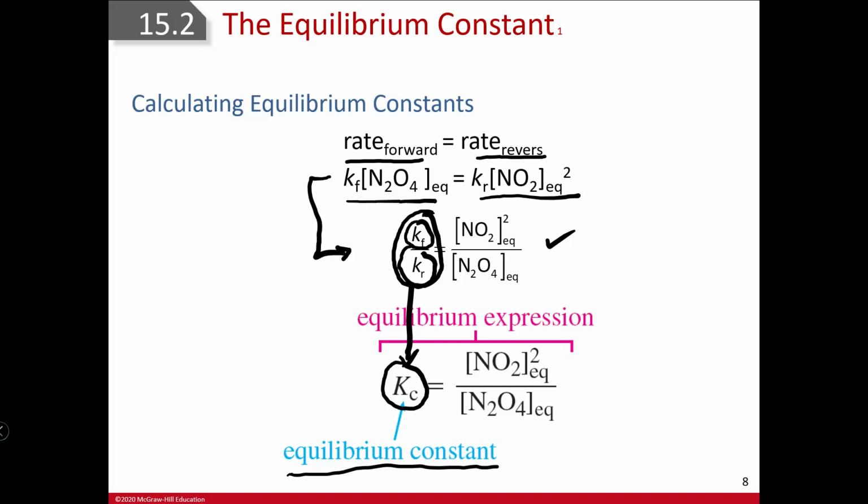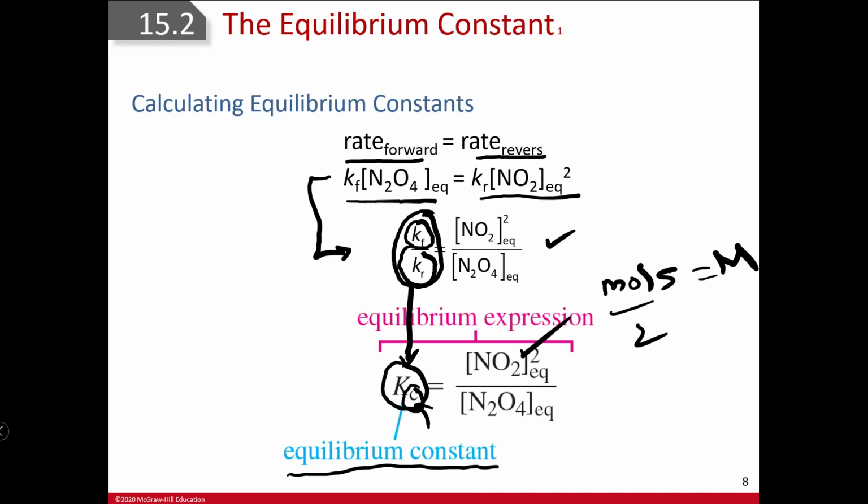And then the lowercase c means we're dealing with concentrations, not pressures of gases, and we'll see that later. But when you see a c here, it means concentration. And you know it means concentration because in the last chapter we said that if you have brackets, that means concentration of moles per liter, which we call molarity.